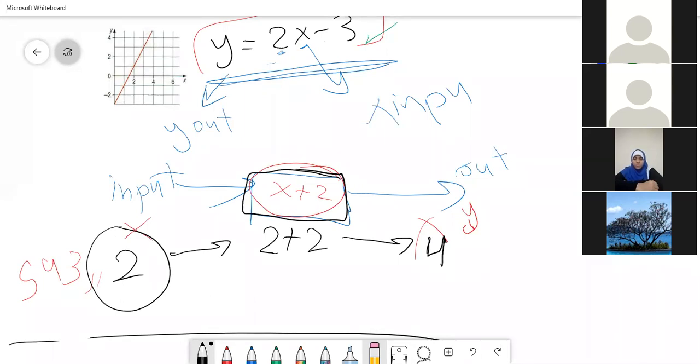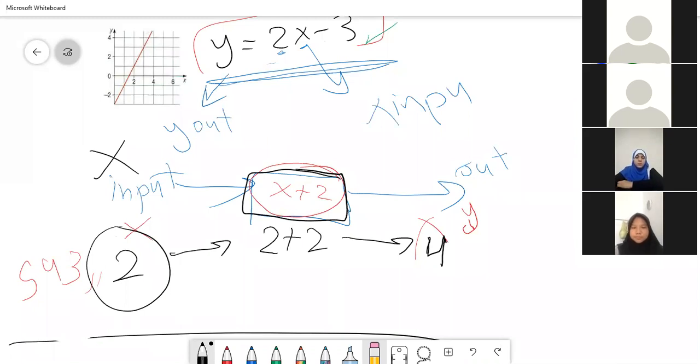Okay. Inside this box, you have some operations. You have addition, for example, x plus 2. You put something inside that box, an input. An input is x. Inside that box, you have x plus 2. So you are going to make x something in this time.